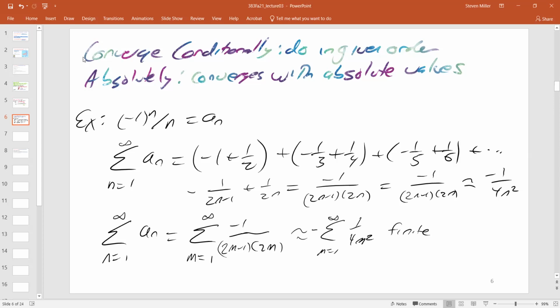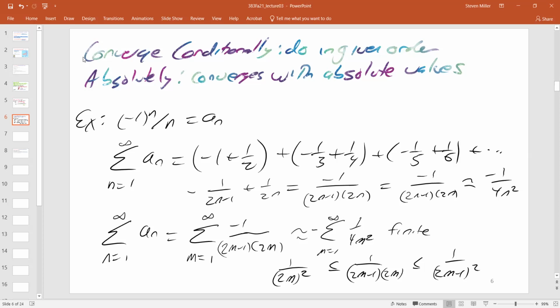If you want me to be a little bit more accurate, I could say, well, 1 over (2m minus 1) times 2m is less than or equal to 1 over (2m minus 1) squared, and that's greater than or equal to 1 over 2m squared. And so I can use that and then use some kind of sandwich theorem from series to prove that things converge.